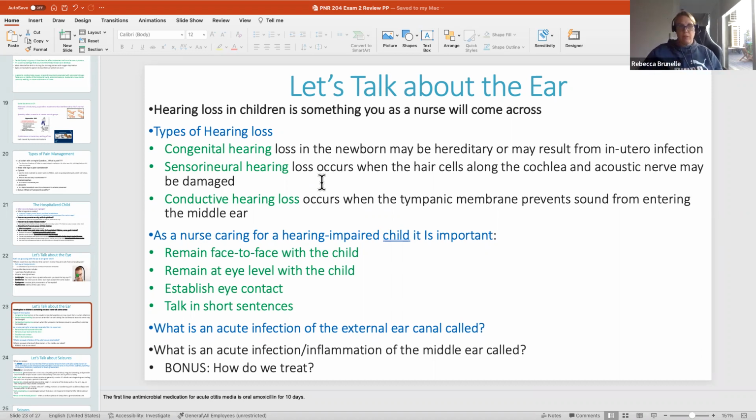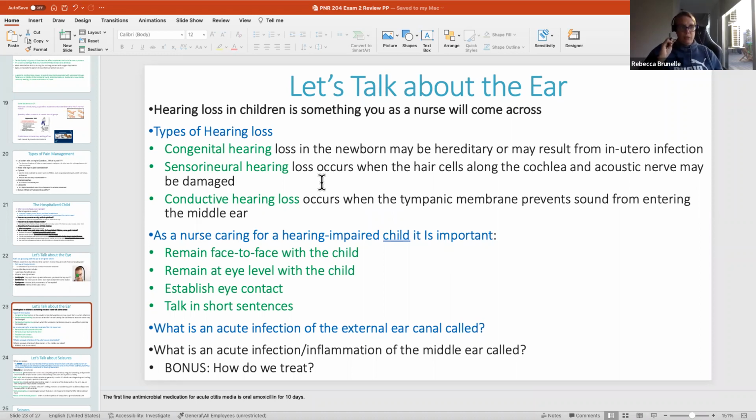And then conductive hearing loss is when something is in the ear that's preventing sound from entering the middle ear. So this could be even a buildup of earwax. So conductive is like the sound waves cannot be conducted into the middle ear. And sensorineural is when there's a problem neurologically or with the cilia hairs along the cochlea. So acoustic nerve 8 is cranial nerve 8. If there's damage to acoustic nerve 8, then that's sensorineural, or if there's a problem with the cochlea or the hairs along the cochlea.